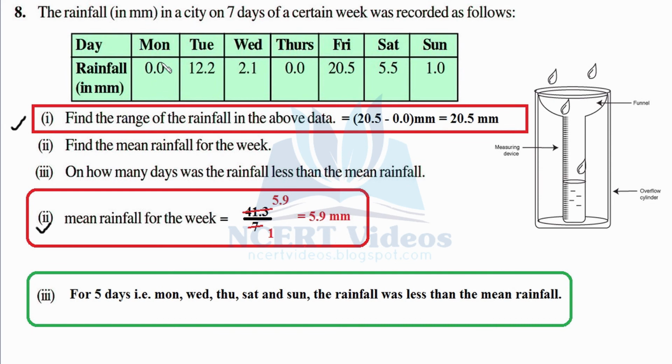Well, yes, Monday first. So we wrote Monday. Then we have, no, this is not. This is, yes. So Wednesday, Thursday. And then this is not. Then Saturday and Sunday we have. Therefore, for 5 days, that is Monday, Wednesday, Thursday, Saturday, and Sunday, rainfall was less than the mean rainfall. That was your 8th. Now 9th.